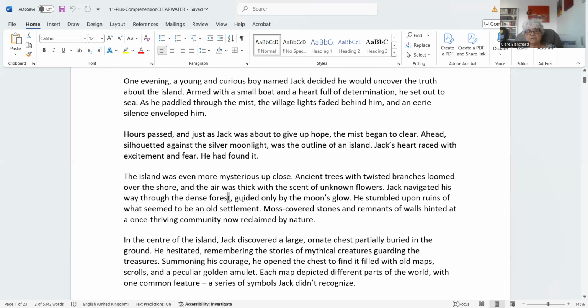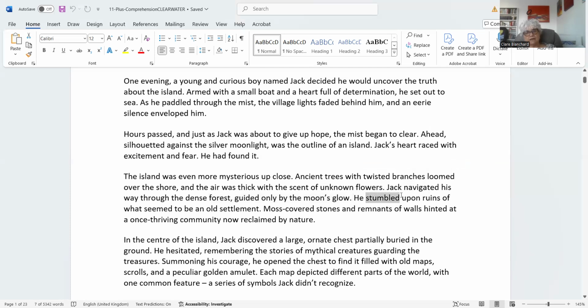All he's got to go by is moonlight, so he can't see very clearly. This is again, as I mentioned earlier, a typical technique used by writers to emphasize an atmosphere of mystery and suspense. So all he's got is moonlight.